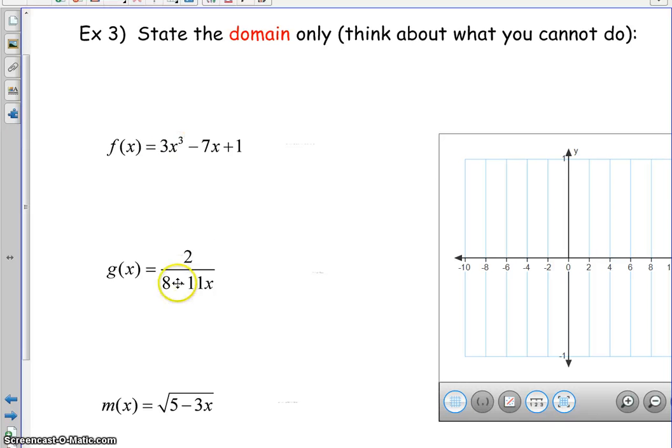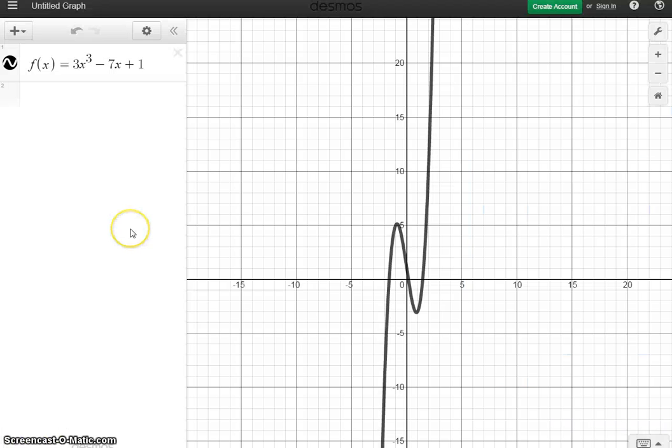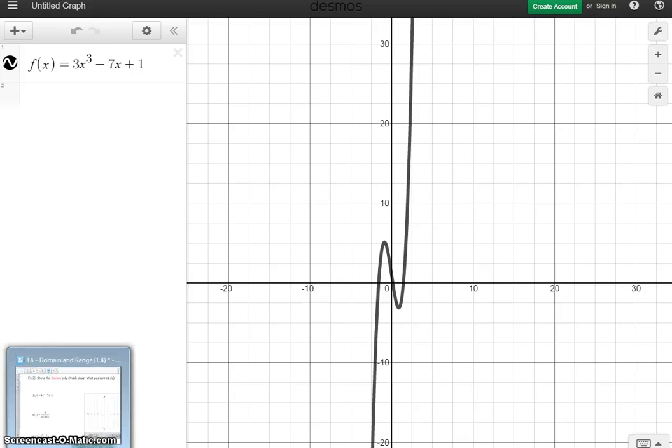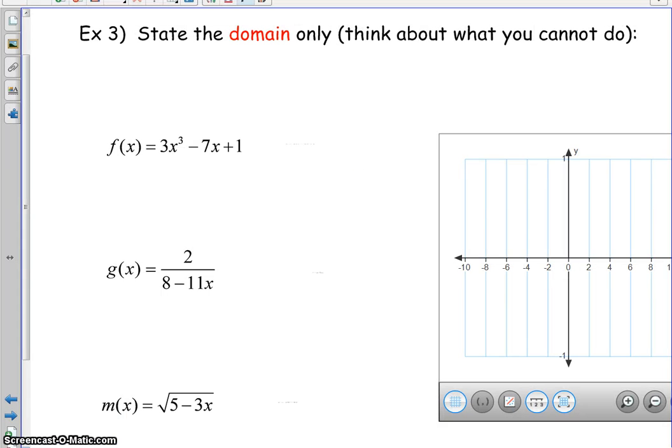So let me take a look at the graph here just to confirm this. Okay, and I can see in Desmos there's no restriction on this graph. It's going to continue on forever up and down, and it's going to continue on forever left and right. So in this particular case, as I'm simply concerned about domain, it continues on forever left and right. So I would say that my domain is simply x is an element of the real numbers.